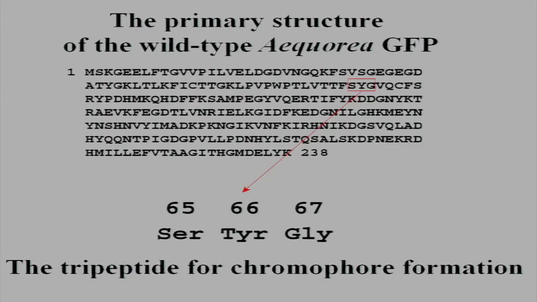The wild type Aequorea GFP is composed of just 238 amino acids, and its chromophore is formed from three amino acids: serine, tyrosine, glycine, SYG. That's the tripeptide for chromophore formation.